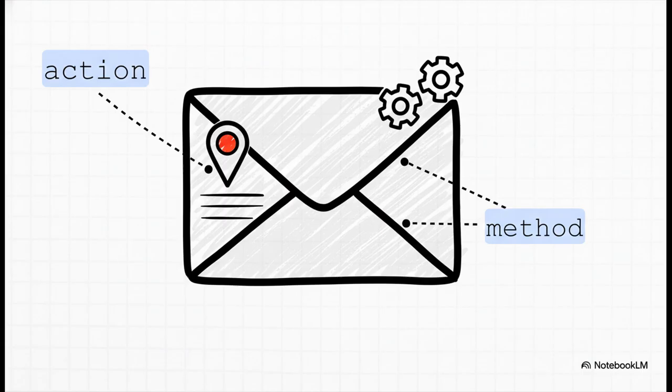And just like a real envelope, this one needs two key things: an address to send it to and a delivery method. In HTML, these are the action and method attributes. The action's pretty straightforward. It's just the URL where all that data is going. But the method, that tells the browser how to send it. And there are two main ways to do that.